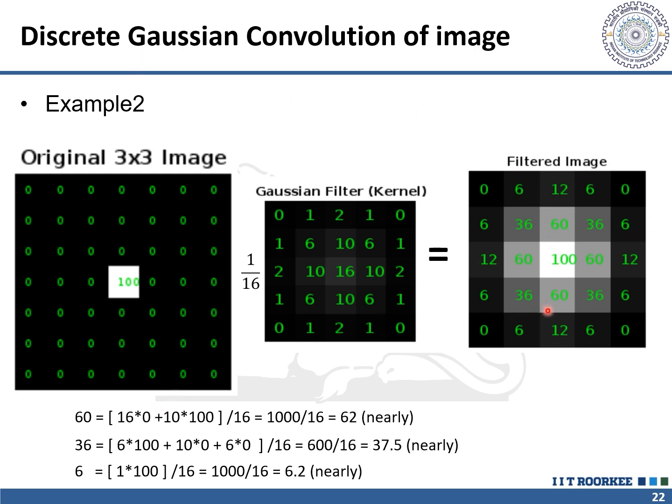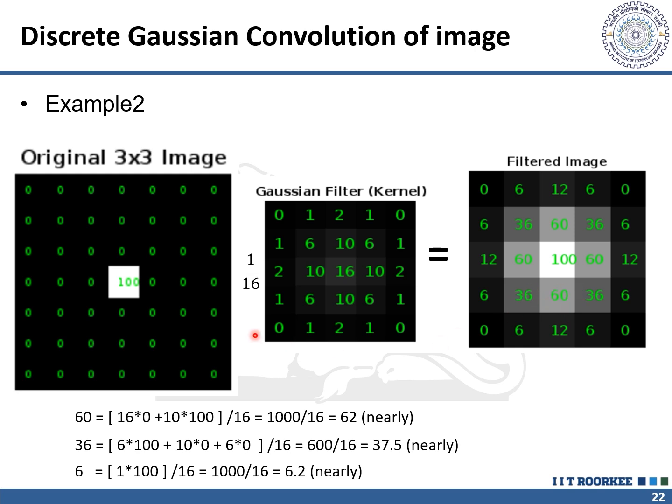Suppose for getting this point, we have to superimpose the center of this Gaussian filter with this point. So we have to match this center with this point. When we do this, 16 will be superimposed by 0, and this 6 will be multiplied by 100. Only this, and other terms will be 0. So 6 into 100 will give the non-zero term, divided by 16 gives 600 by 16, which is nearly 37.5, and here it is written 36.